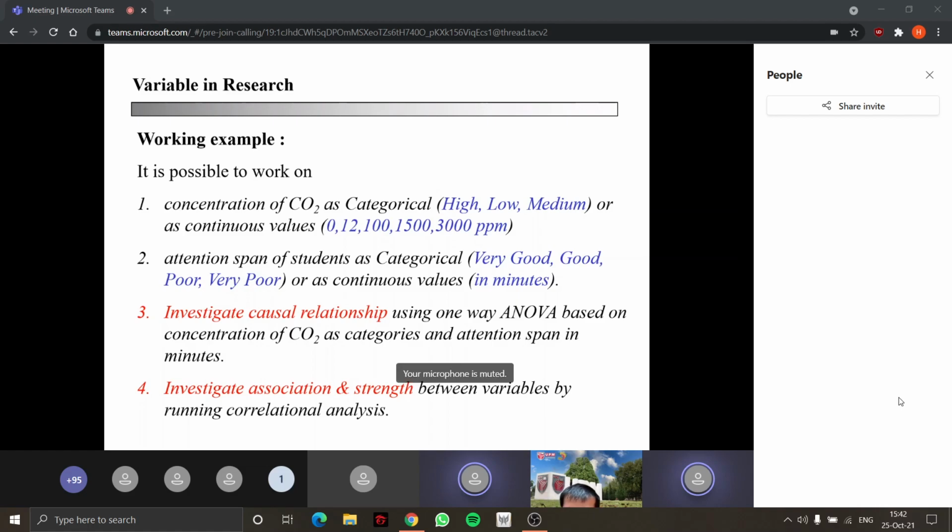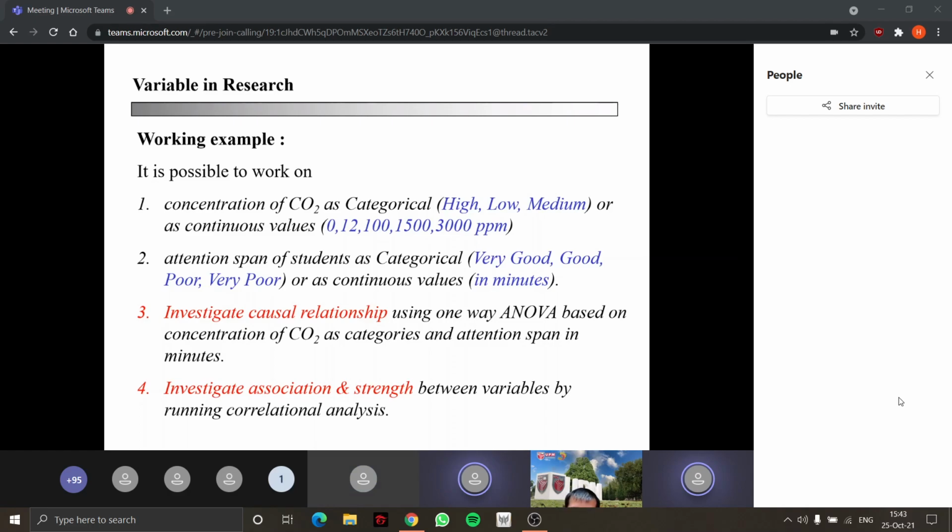Then you may also want to investigate association and strength. Now, these two terms are the ones that I really want you to be very, very careful with. Causal relationship can only be investigated using techniques like one-way ANOVA, t-test, and to some extent others. If you're talking about association, we are not talking about clinical association, because a big issue, a big misunderstanding that a lot of clinicians and a lot of students have is association between this factor and that factor. No, if you talk about association in statistics, you talk about correlational analysis. You're not talking about causal relationship. So this is something that you have to bear in mind.